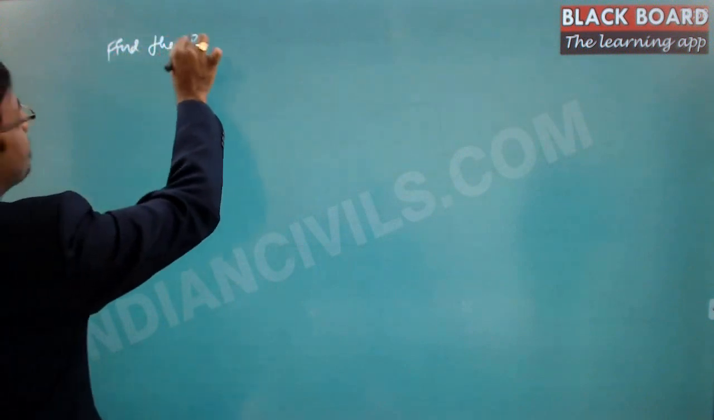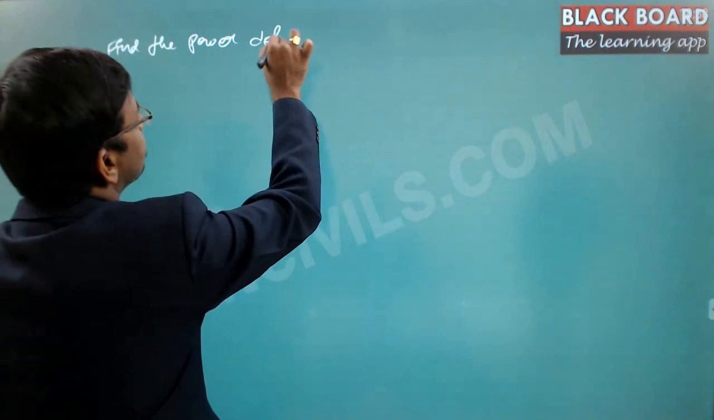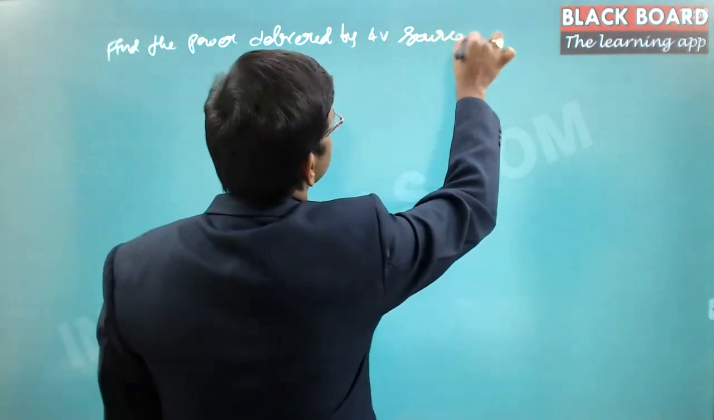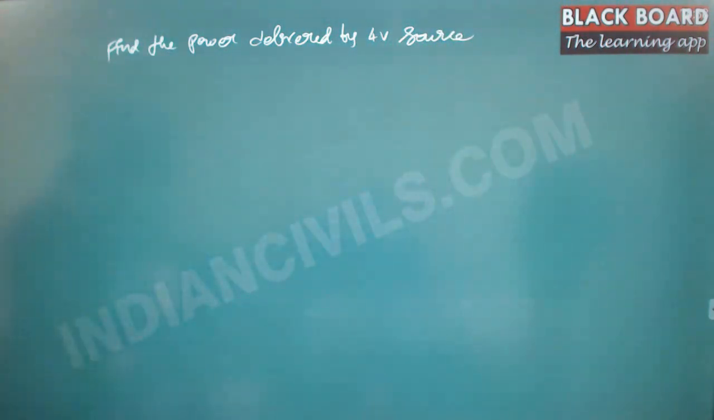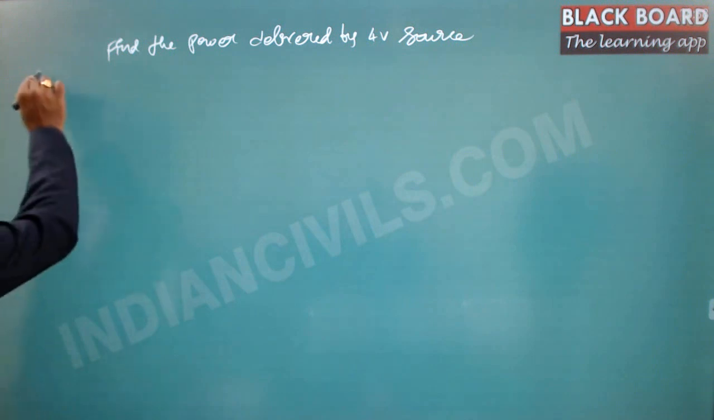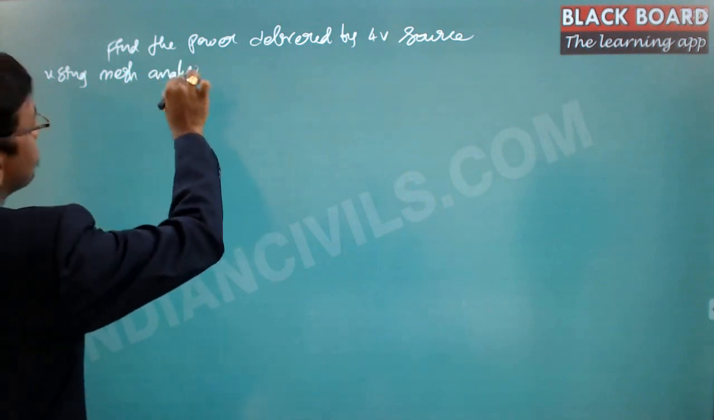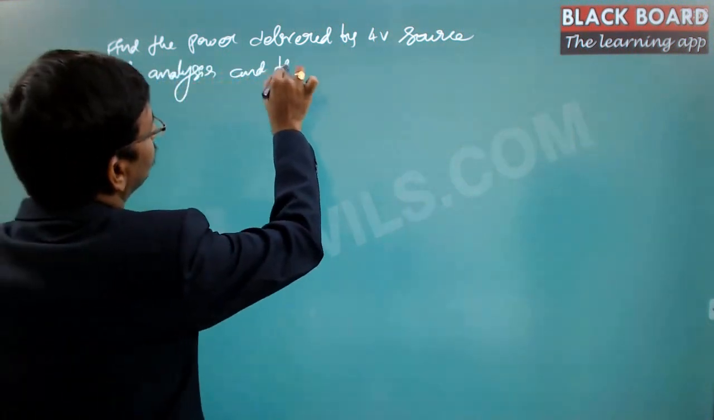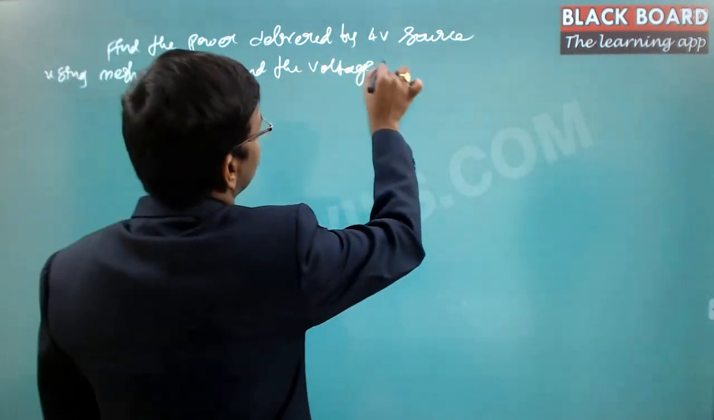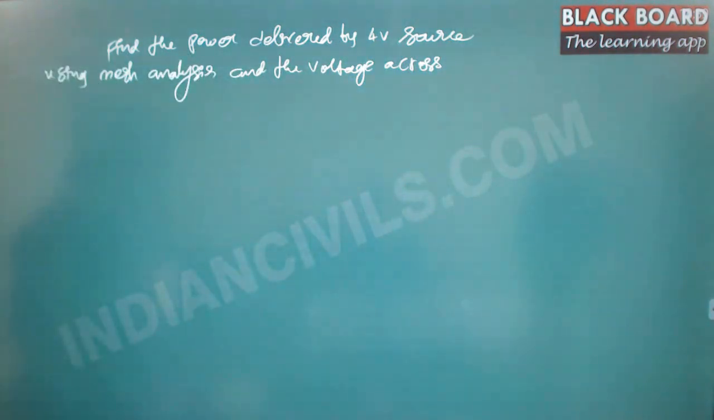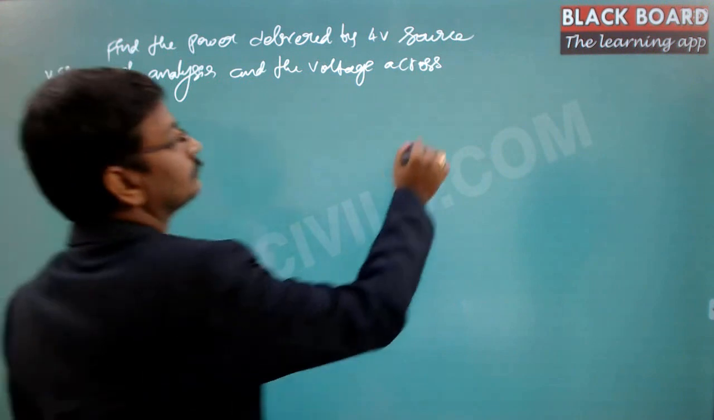Find the power delivered by the four-volt source using mesh analysis, and the voltage across the 2 ohms resistor.